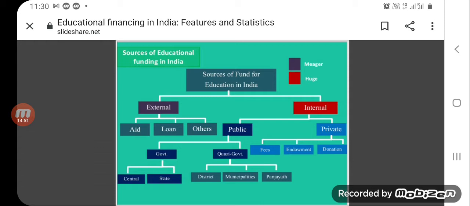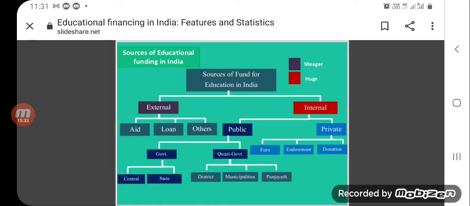Then others, some other items. These are the external sources of funds for education. Some students get some loans, and some educational institutions get some financial aid from other bodies. If you want to start a new school, then sometimes you may get a loan from banks with some privileges. Then internal sources are public sources and private sources.